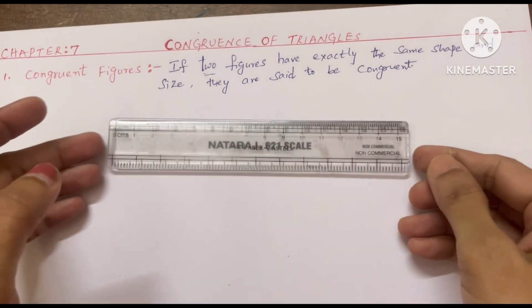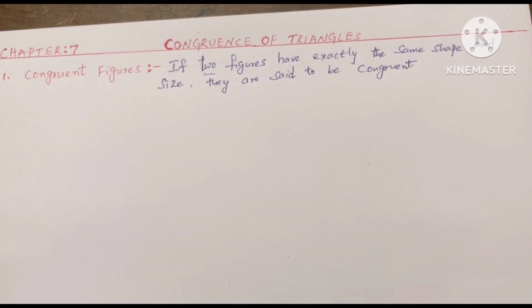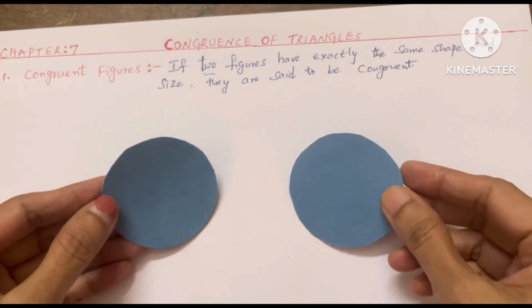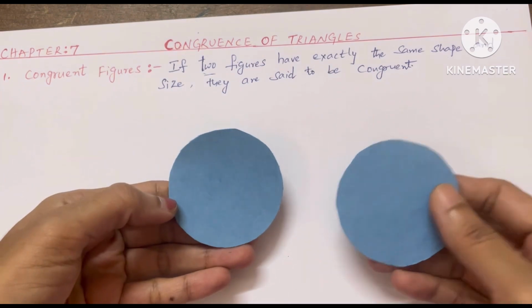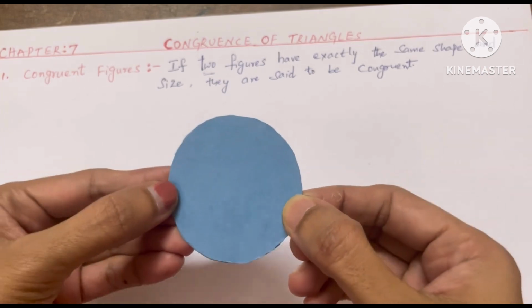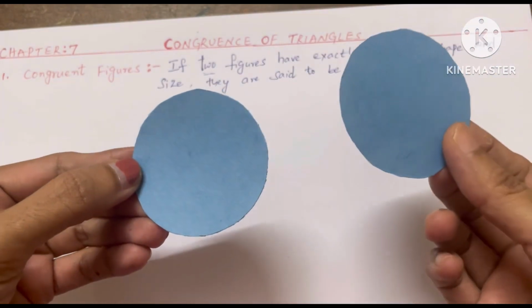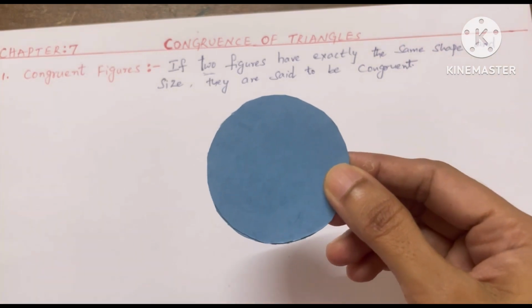So if you're talking about geometry, that is 2D and 3D shapes, there are so many congruent figures. Suppose I am taking circles with the same radius, these two circles are congruent with each other. How are we going to say these two circles are congruent? Suppose I take this circle and superimpose it on the other, it exactly overlaps without any space. Then we will say that these two circles are congruent with each other, or congruent circles.